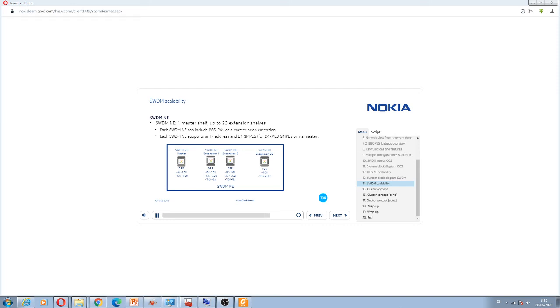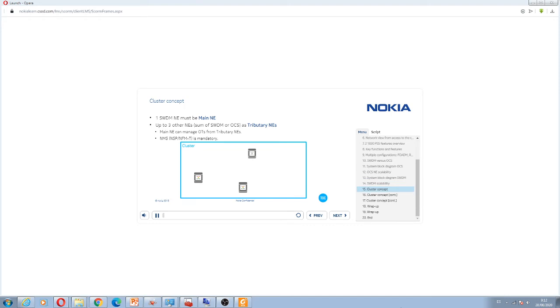The size of an SWDM-NE depends on the shelf type and on its role in a cluster. Detailed information is given on the following slides. A cluster is a set of these NEs that are connected with each other so that NEs in the cluster can manage OTs coming from other NEs. The cluster is hierarchical, with one NE being master and all others being slaves.